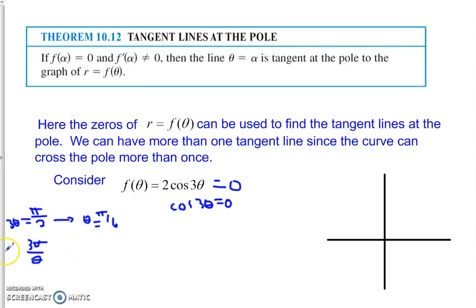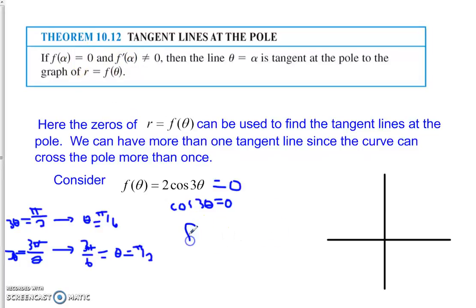And same thing here, 3 theta is equal to 3 pi over 2. So if I did that, I'd get 3 pi over 6 is equal to theta, which is pi over 2. And we would probably have a few more that would come up there. So then we have to also look at saying, to make it be a radial line, we have to look at its derivative, and show that it doesn't equal 0 at that point.